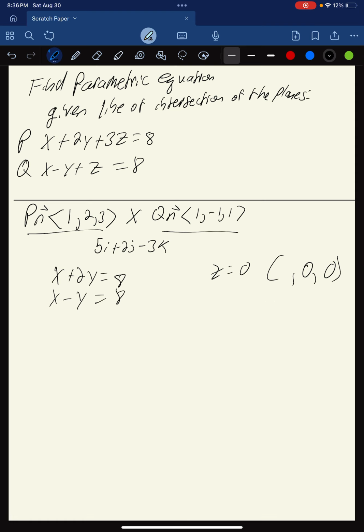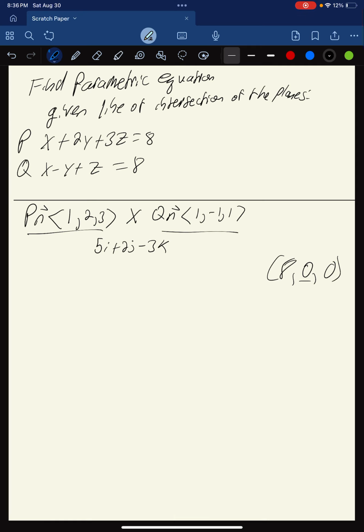And then x equals 8. If you're confused, just plug in this 0 for y into either of these equations, and then x will equal 8. So now we have everything we need to set up this parametric equation.